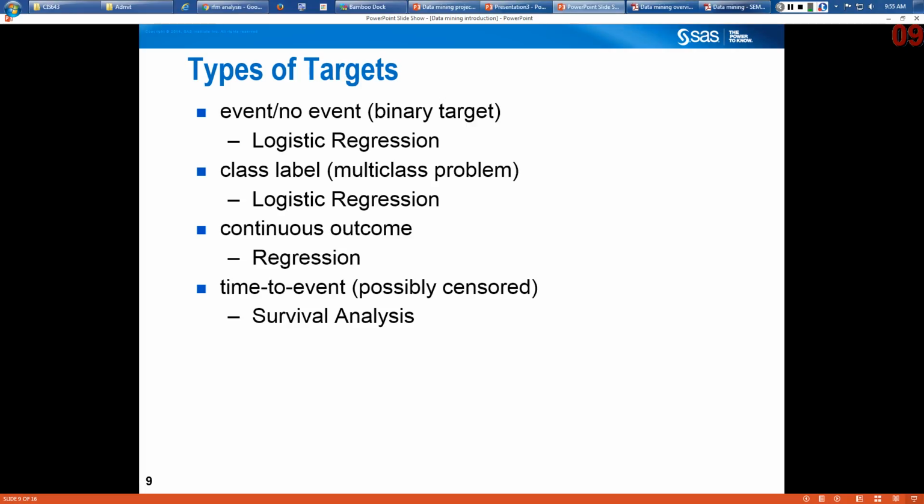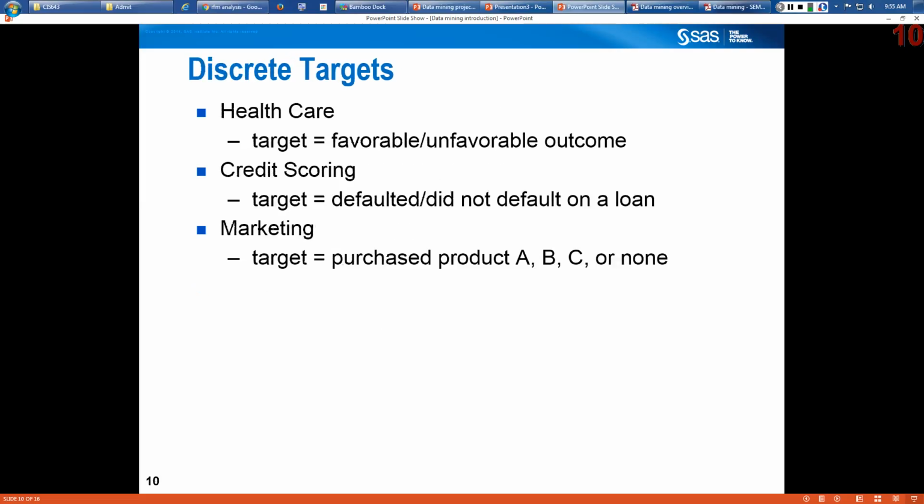And then you have another type of data, censored data, which relates to time-to-event, how long it will take. For those kinds of targets, we have something called survival analysis. We will look at the first three types of techniques in this class.